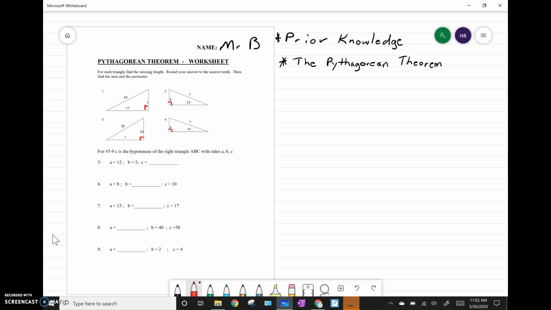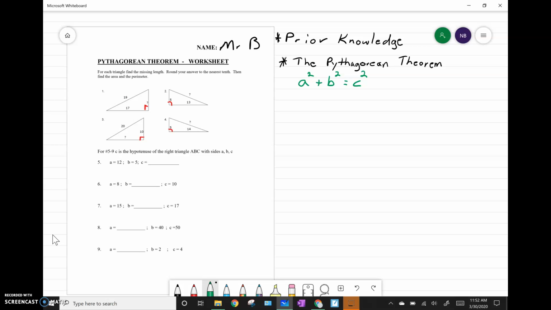Before we dive into the chapter, I want to talk about some prior knowledge that we've gone over in the past. I think a big help here would be to look at the Pythagorean Theorem before we start with chapter 12. Just as a refresher, the Pythagorean Theorem states that a squared plus b squared equals c squared. What we want to do is identify what these letters represent as far as the triangle.